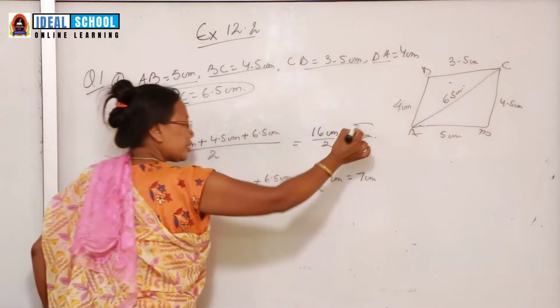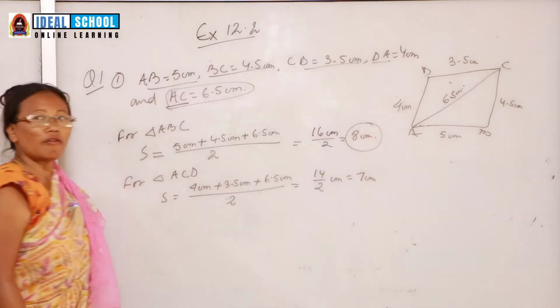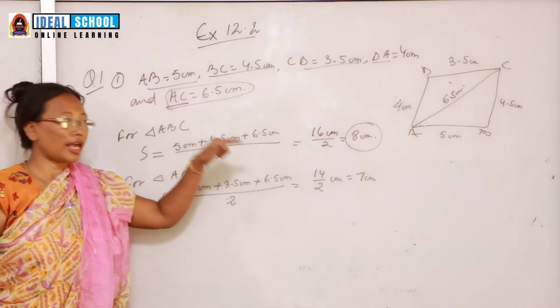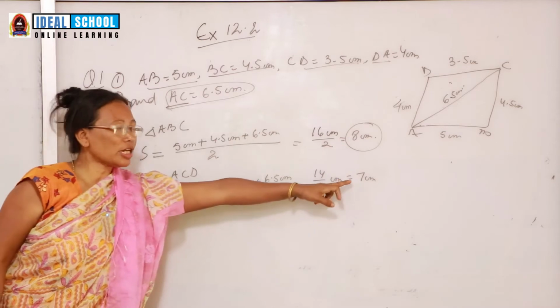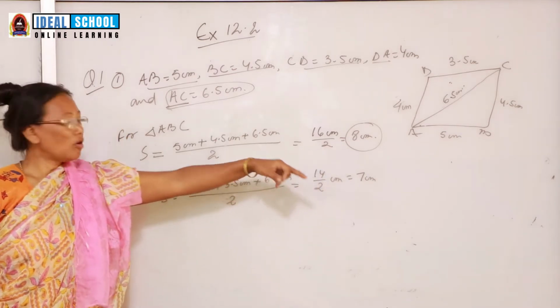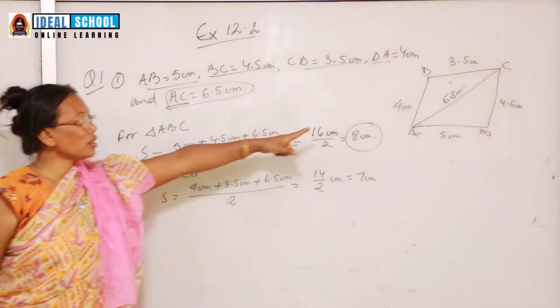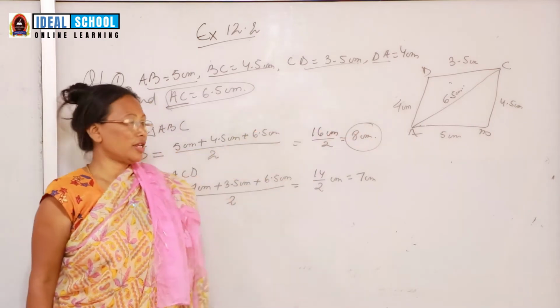Now this 8 centimeter is the value of S for triangle ABC, and 7 centimeter is the value of S for triangle ACD. Now let's calculate.